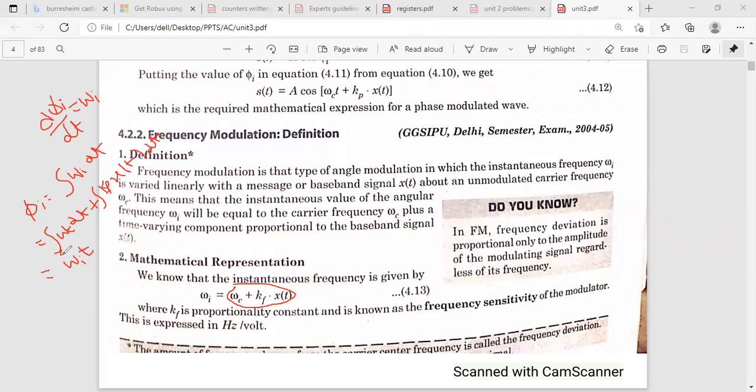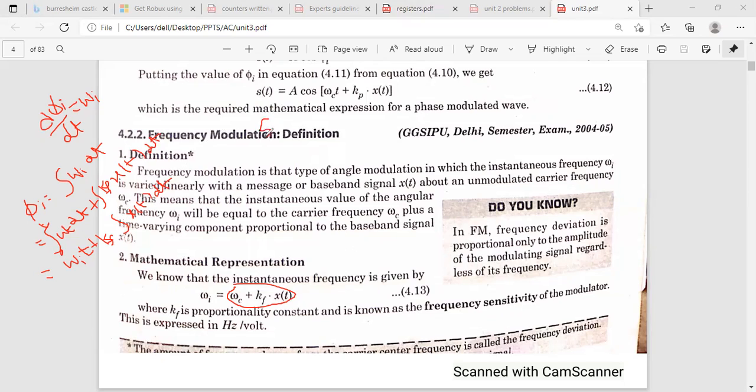So here are the limits between 0 to t, and kf constant kabatti outside rayandi, and what will be integrated here, the modulating signal will be integrated with respect to t. So x of t into dt. Okay, so here you can write the generalized expression for the frequency modulated wave.